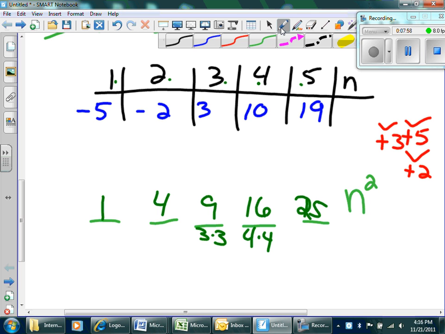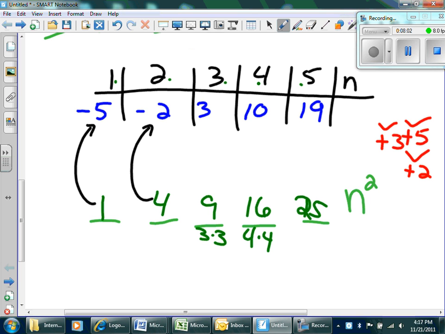All right, I'm going to compare up. How do I turn 1 into negative 5, 4 into negative 2, 9 into 3, 16 into 10? Hey, 16 minus 6 is 10. 9 minus 6 is 3. And 4 minus 6 is negative 2. It looks like I'm going to subtract 6 from every term. So my nth term has to be something like n squared, and then I have to subtract 6 from it. Okay?